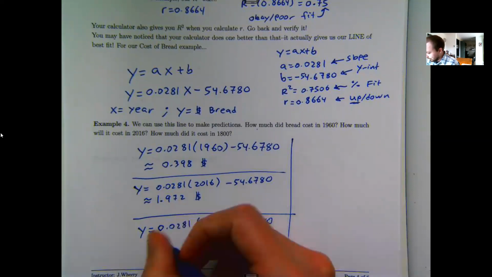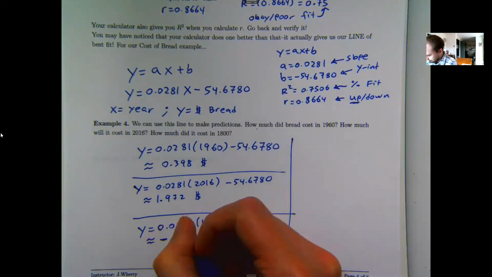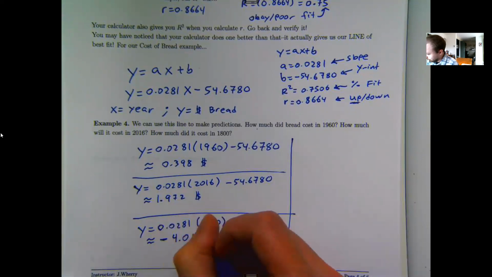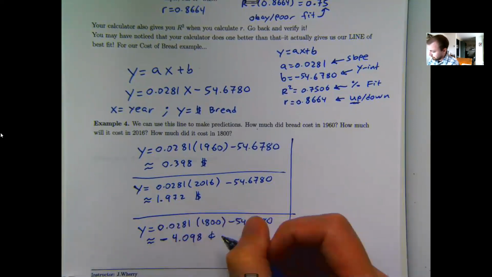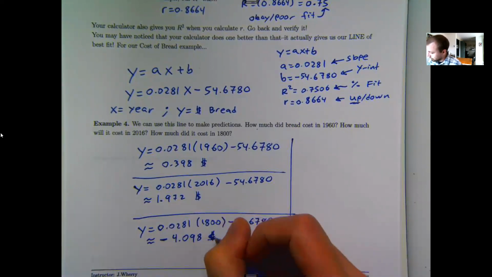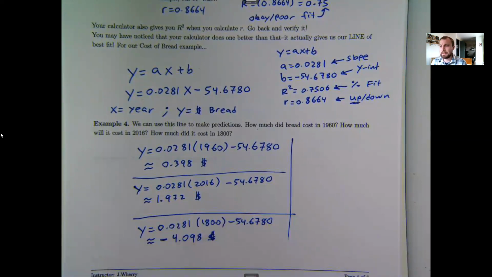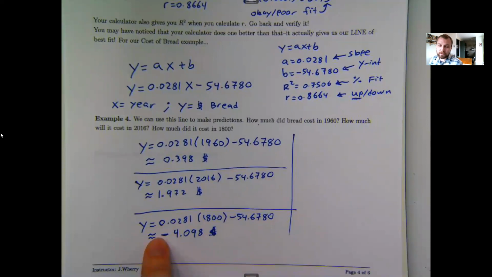And when I do so, I get negative, ooh, what? Okay, negative 4.098. And this is dollars. Now this last one's a little bit odd for me because negative would mean I go to buy bread, I ask them, hey, how much is this? And they give me $4 and roughly 10 cents to take the bread away. That seems like a pretty good deal. Now, some of these predictions are obviously going to be better than others. I don't think it was negative $4 in 1800.